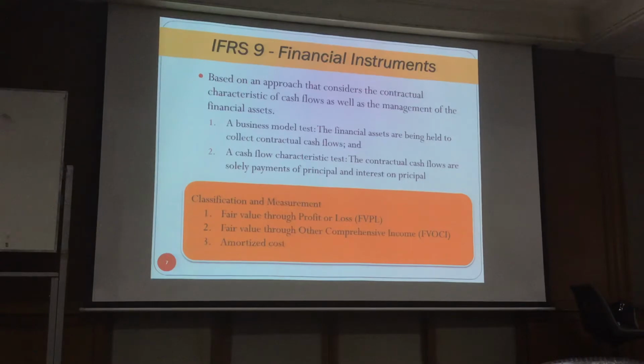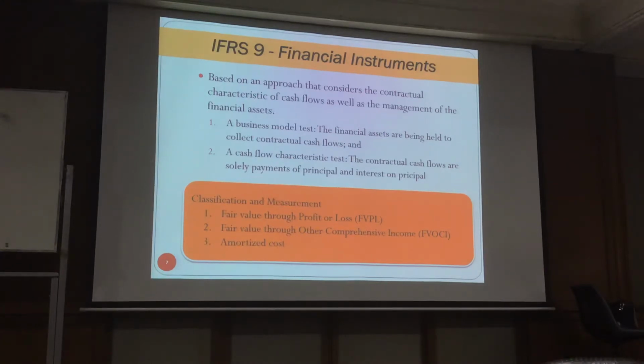Do we have, first, a right to collect the contractual cash flow? That's the first criteria. That's what we call the business model test, followed by the second test, which is the cash flow characteristic test. So by IFRS 9, you have to do two tests to identify what method we're going to use.